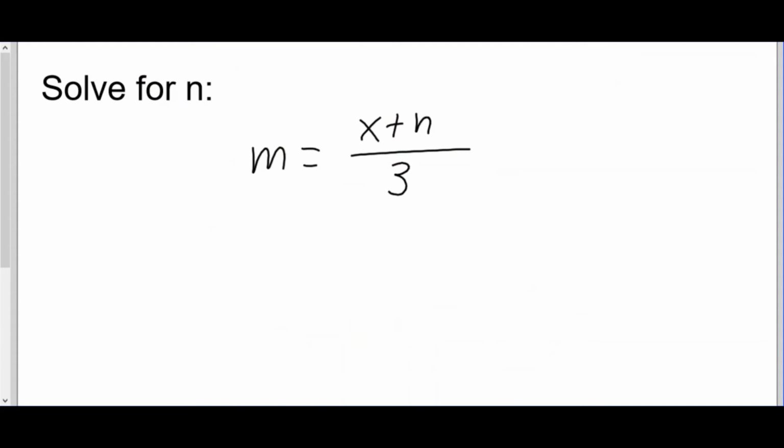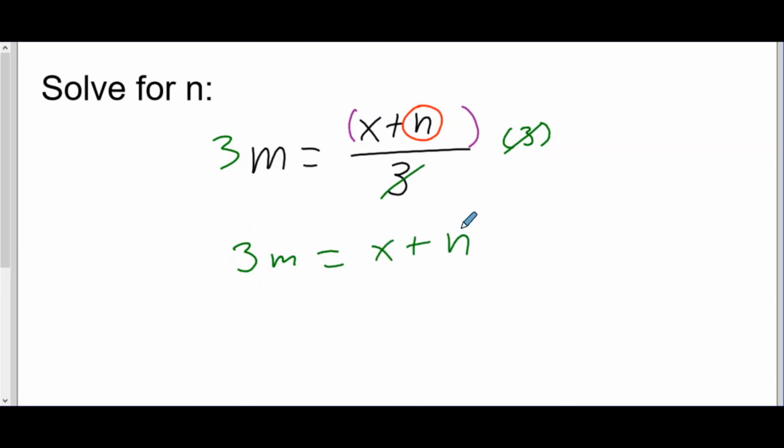And number 3, solve for n. Here's n, I need to get that by itself. Now remember, we cannot pull things out of fractions, so you cannot deal with that x until you get rid of the 3, because in a fraction we have invisible parentheses grouping that numerator together. So to get rid of a divided by 3, I'm going to multiply both sides by 3 to get 3m equals x plus n. And then I need n by itself, so I need to get rid of x.